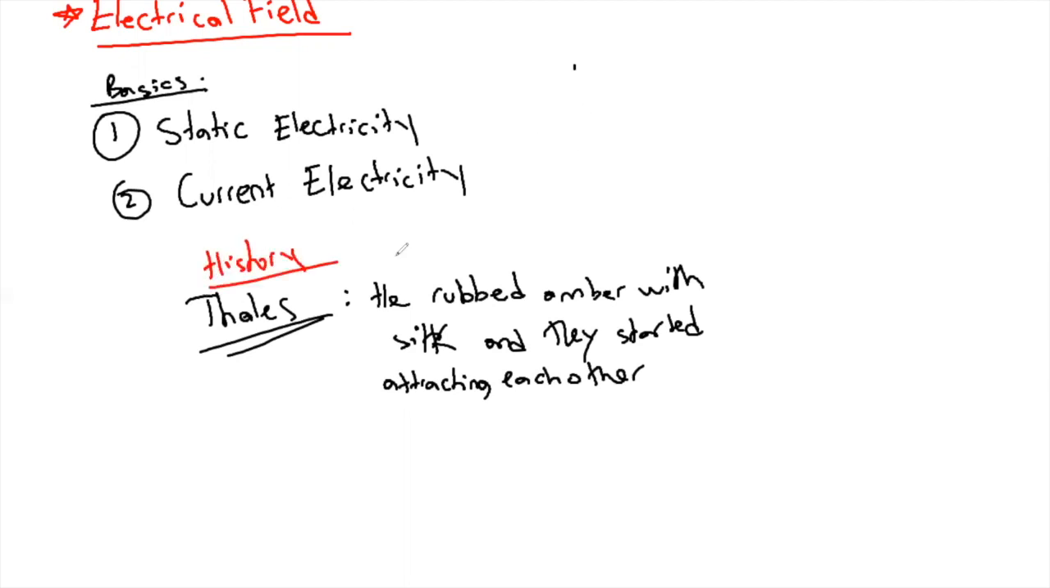Now, obviously, the history is very big, and we're not supposed to go into that. But Benjamin Franklin is the person who named the plus as positive electricity, and he named the minus as the negative electricity. Back then, humans did not know that there are two types of electricity, a positive charge and a negative charge. But Benjamin Franklin was the person who did that.